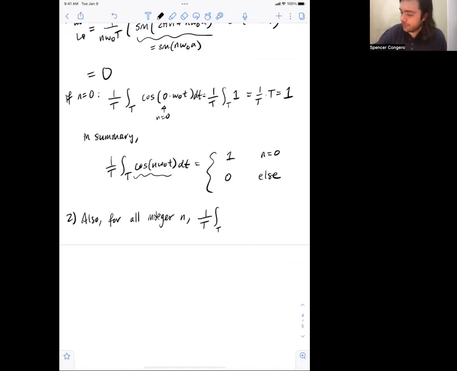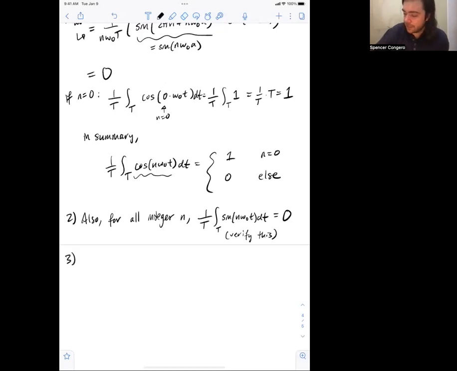What happens when instead of looking at cosine, I look at sine? Turns out that always equals 0. And you can verify this on your own. It's pretty much the exact same thing. Right, when n is not 0, it's going to be 0 for the same reason as the cosine. And then when n equals 0, now sine of 0 here is actually 0, not 1. Here cosine of 0 is 1. So that's why this just always equals 0.